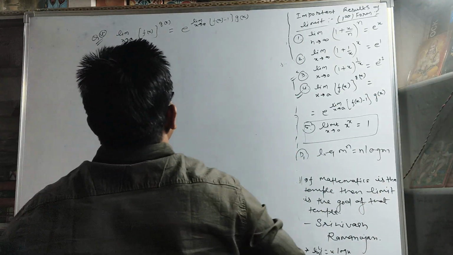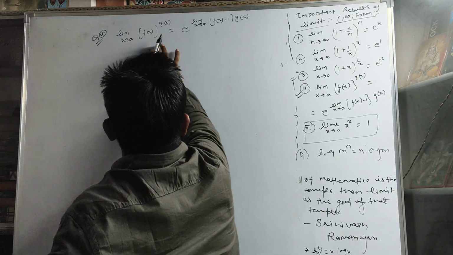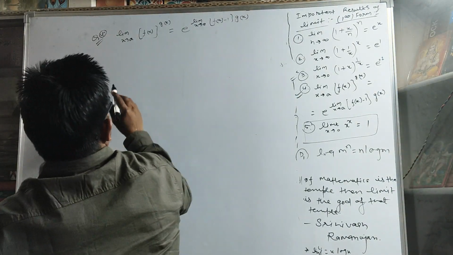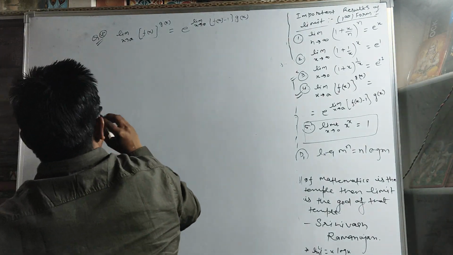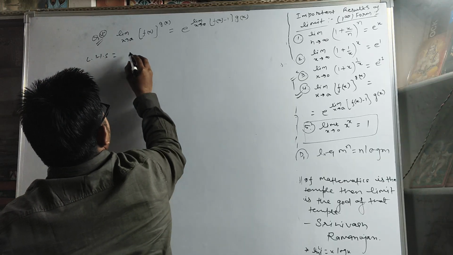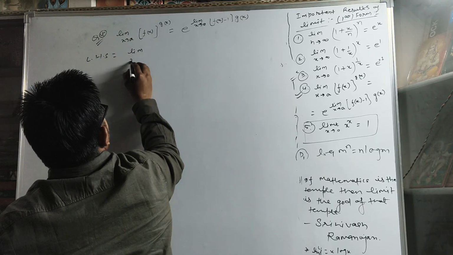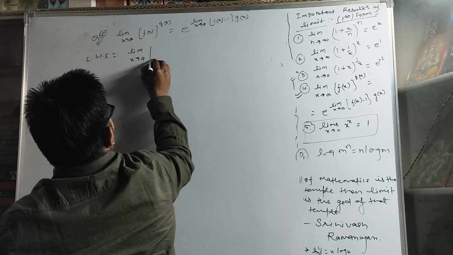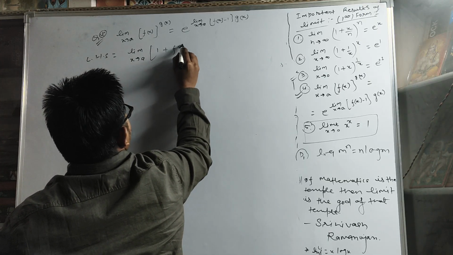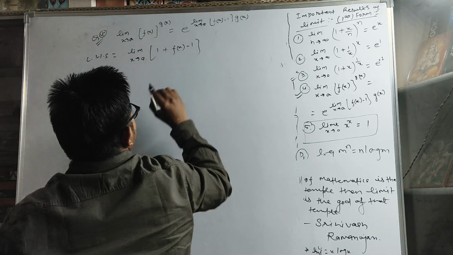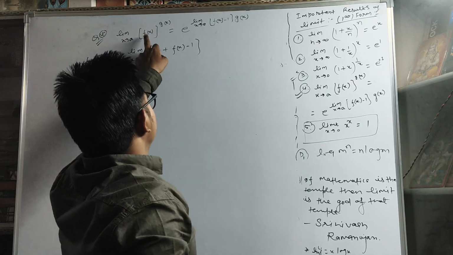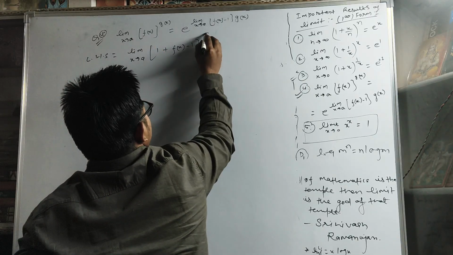For proving this, this limit can also be written in the form of exponential. So if you solve the LHS, we can simply write limit x tending to a. Inside f(x) we can write 1 plus f(x) minus 1. That means we have to subtract and add 1 in this term, and this is to the power g(x).